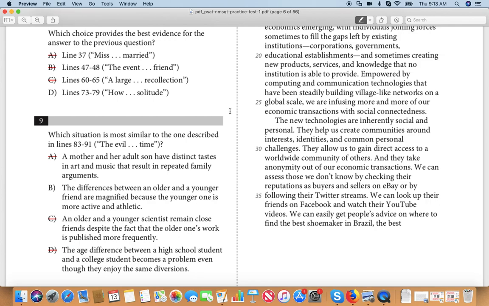So it's talking about people basically transacting with each other across social networks, right? So you know who you're buying from. It's an individual. It's a person. It's not just a big corporation, right?